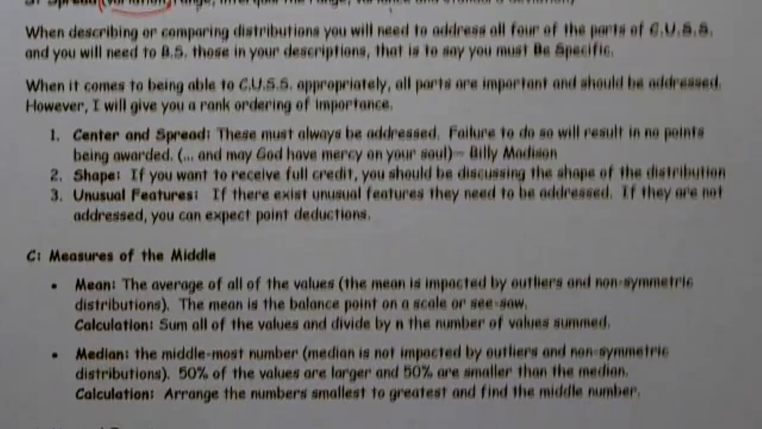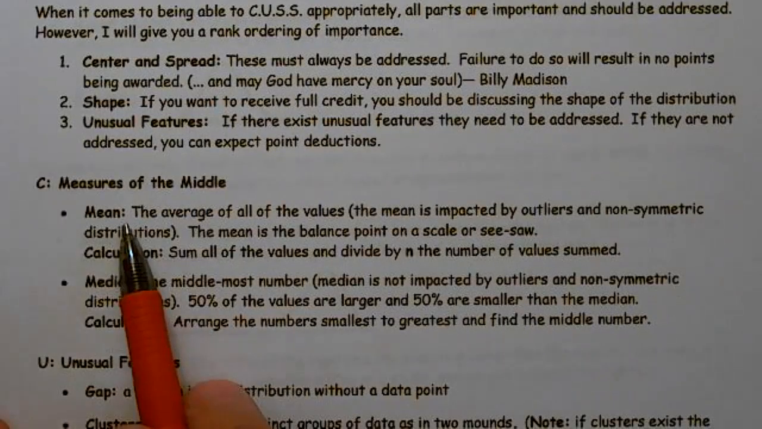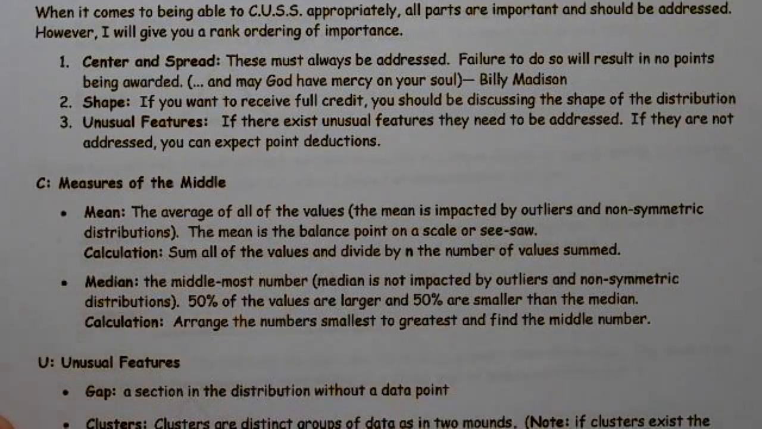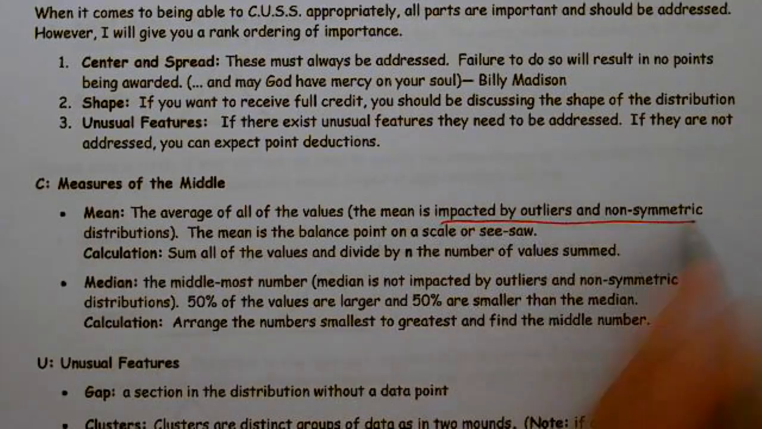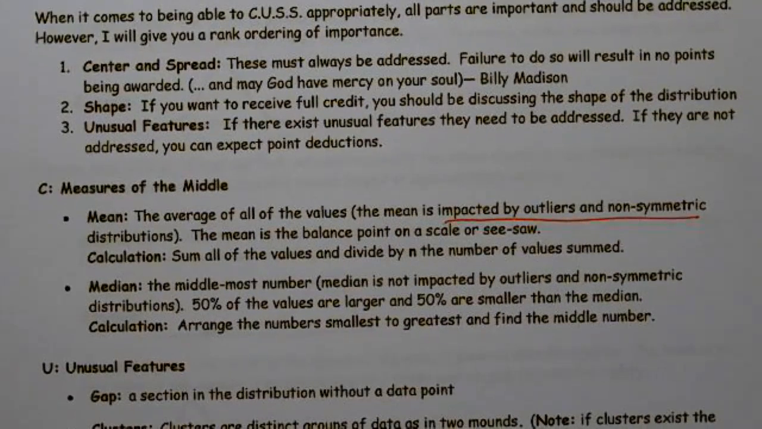So looking at the center first, we said that's measure of the middle. We talk about the mean, which we've already discussed in a previous video, which is the average of all values. In other words, we sum them all up and divide by the sample size. Since we include all values, that means we're also including outliers. Consequently, the mean is greatly impacted by outliers or non-symmetric distributions, as the case may be. The mean is also a balance point on a scale or a seesaw.